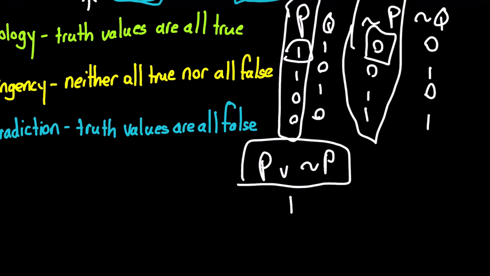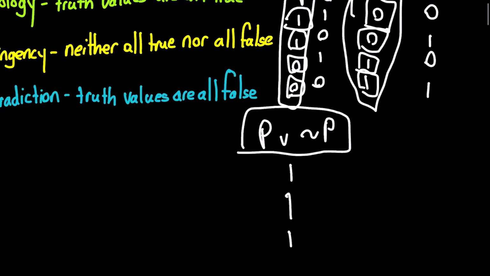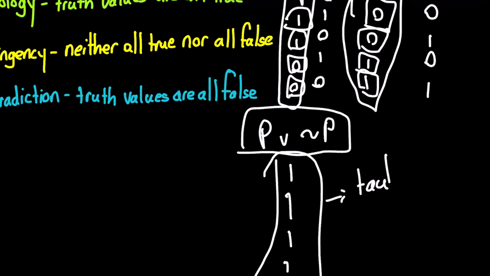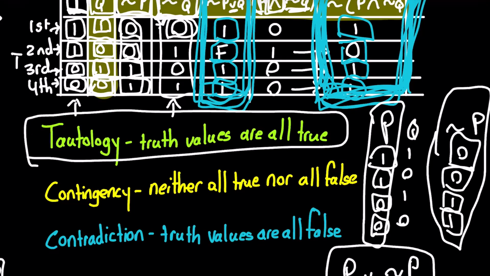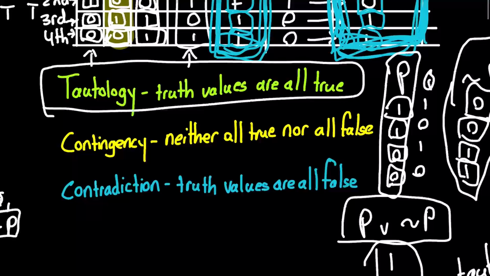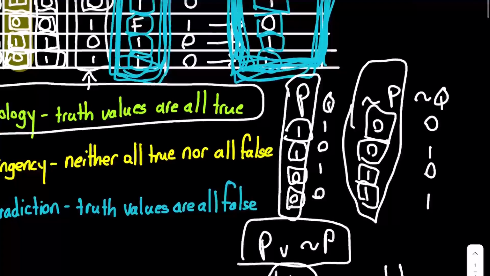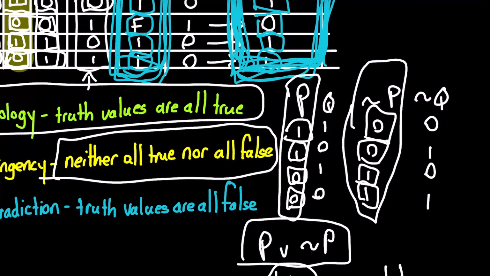And if you go through each row, you realize there's always a time when one of them is true, not both, but one. And since all of these truth values are true, we call this a tautology. So a tautology is when the truth values are all true. Now, a contingency is when it's neither all true nor all false. So a contingency is just like everything we've been working with so far.